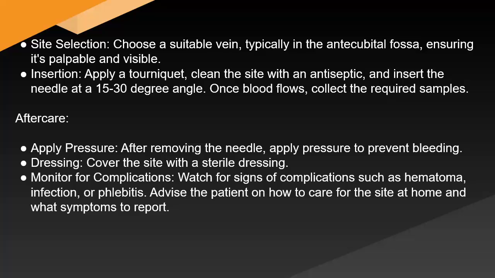Insertion. Apply a tourniquet. Clean the site with an antiseptic and insert the needle at a 15 to 30 degree angle. Once blood flows, collect the required samples. Aftercare. Apply pressure. After removing the needle, apply pressure to prevent bleeding. Dressing. Cover the site with a sterile dressing. Monitor for complications. Watch for signs of complications such as hematoma, infection, or phlebitis. Advise the patient on how to care for the site at home and what symptoms to report.